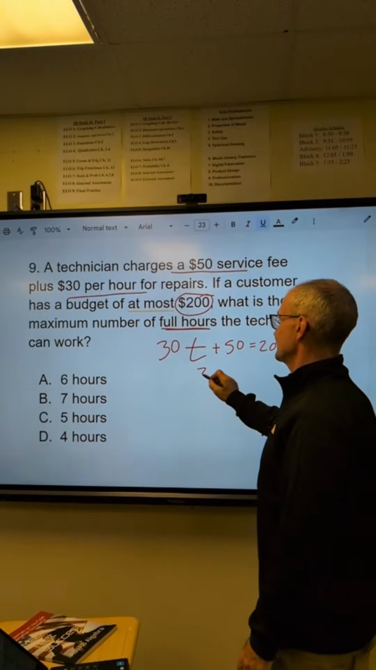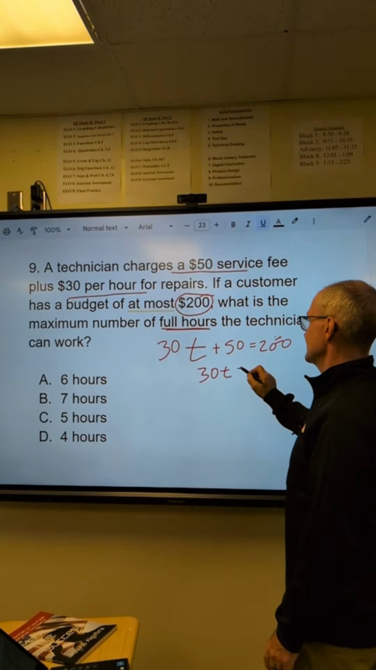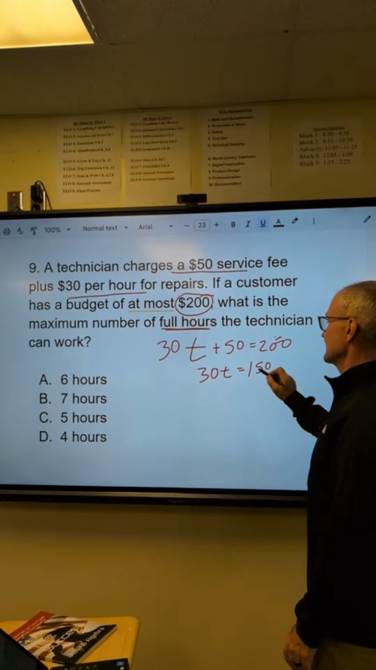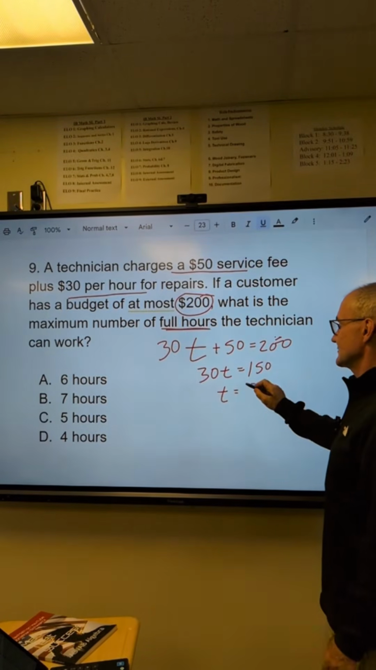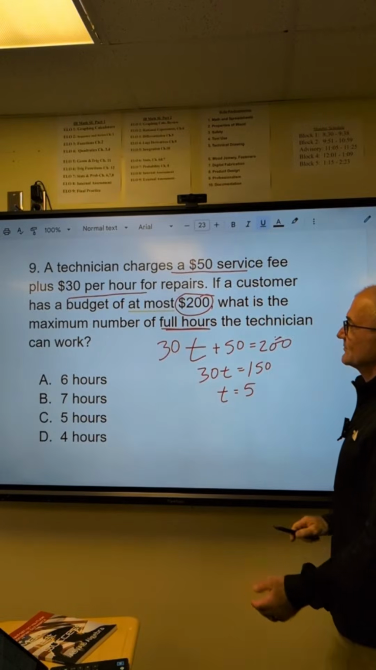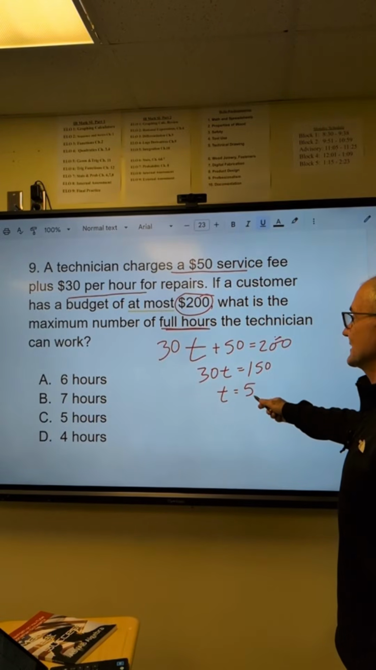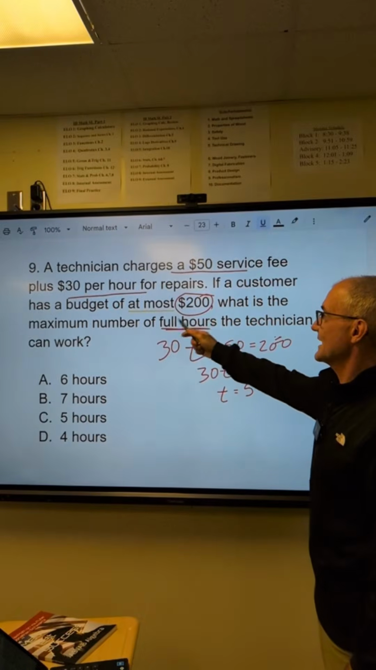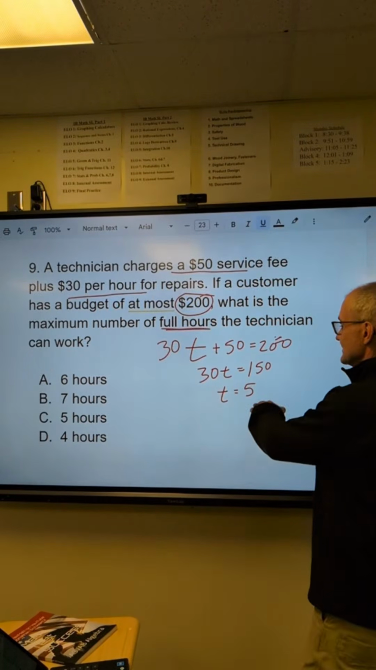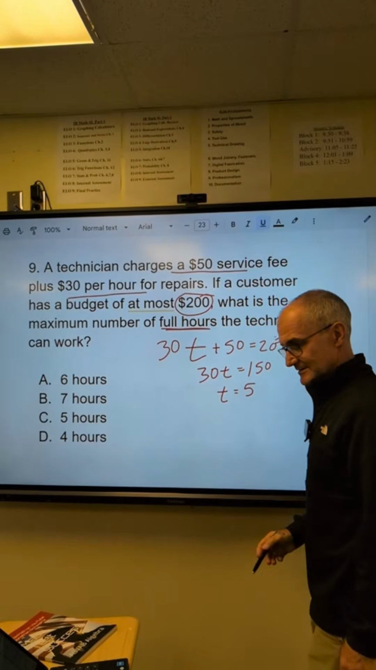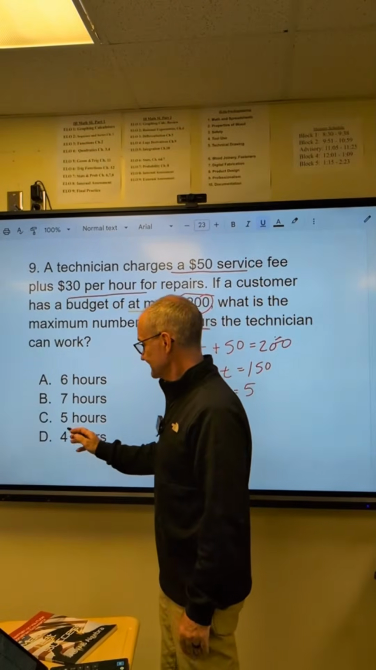I'll subtract 50 from both sides. 30T equals 150. Divide both sides by 30, and T is equal to 5. Then I'm going to double check that I'm doing the right question. What is the maximum number of full hours the technician can work? So the correct answer is 5.